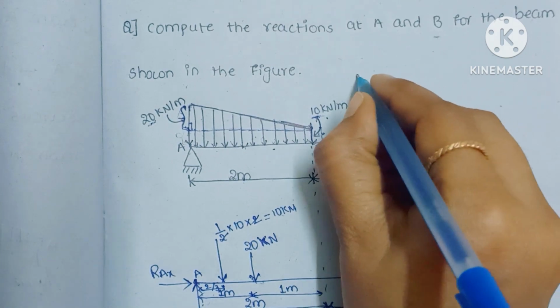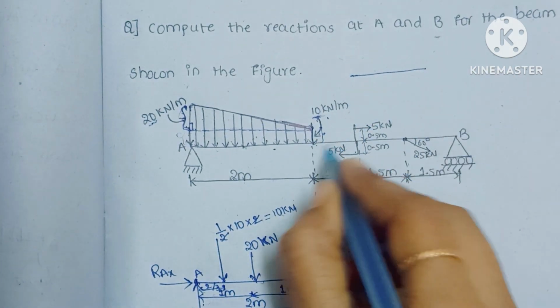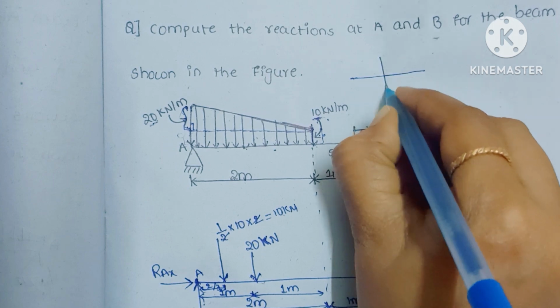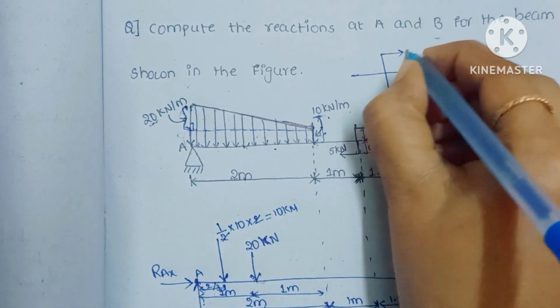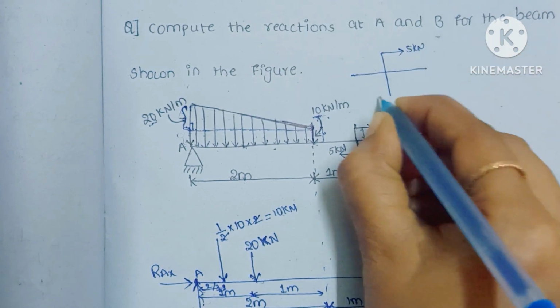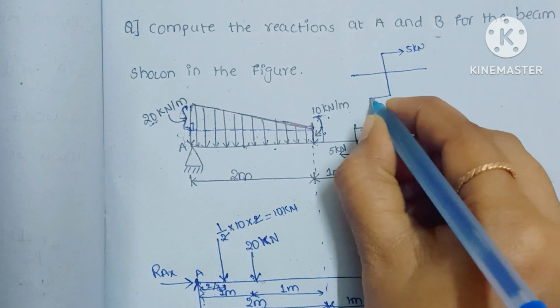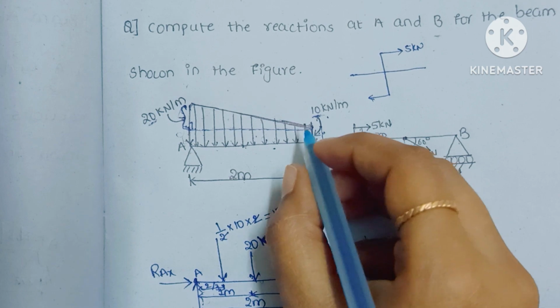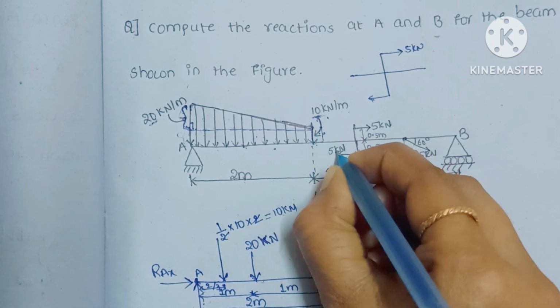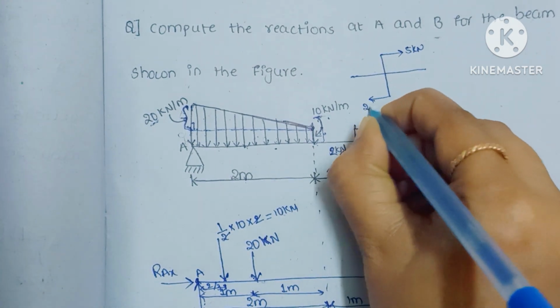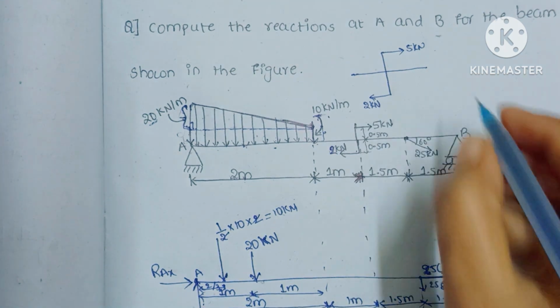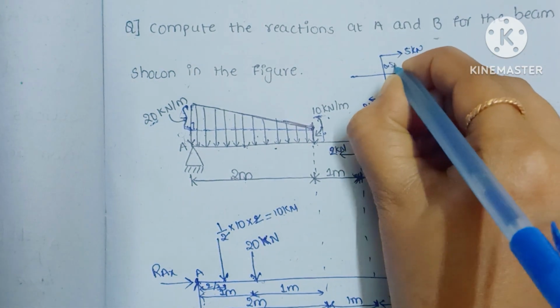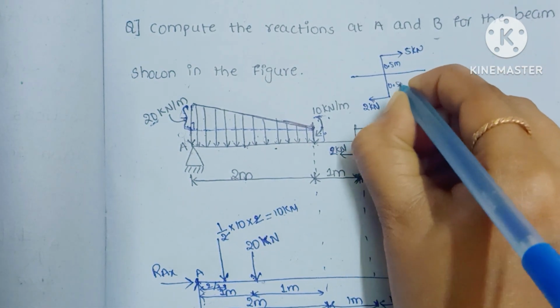So I am writing here, see, this is the beam AB and here the loads are there. One is acting 5 kilonewtons, and another one is 2 kilonewtons. So this one is 2 kilonewtons at 0.5 meter above and below also 0.5 meter.